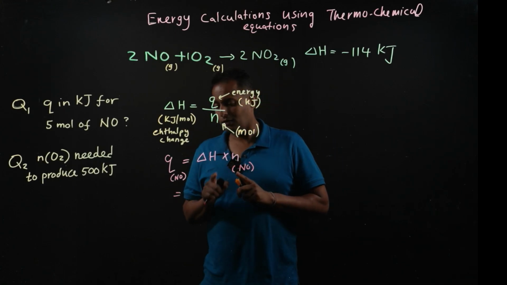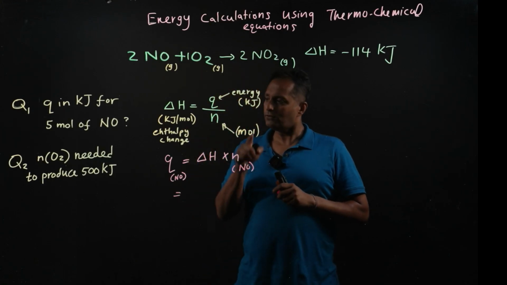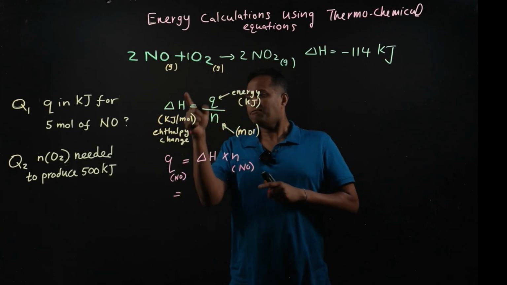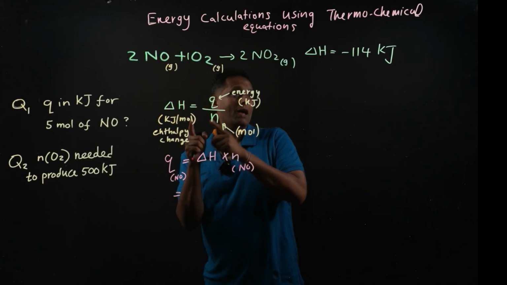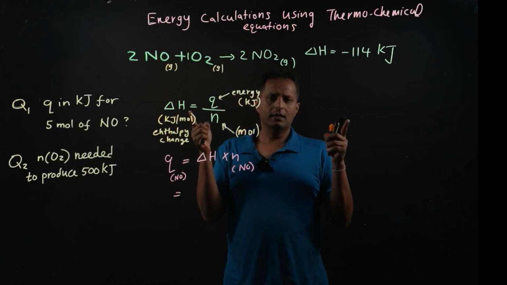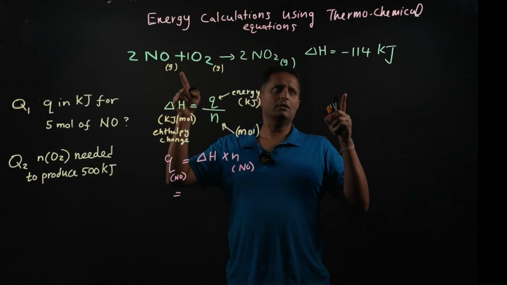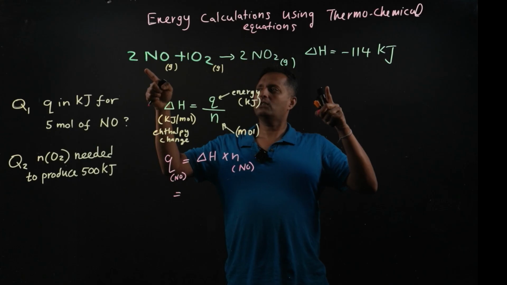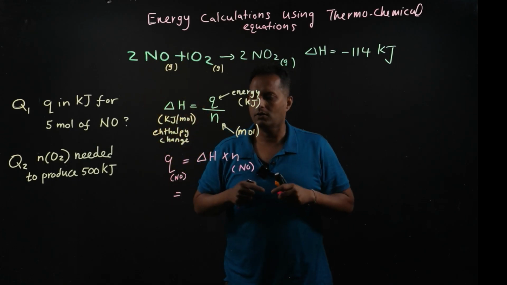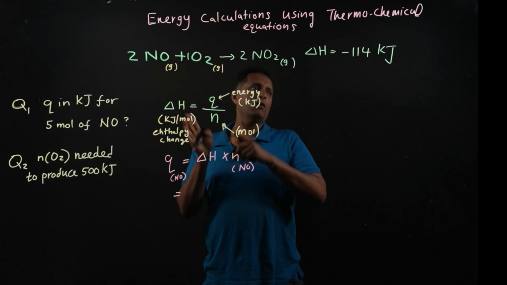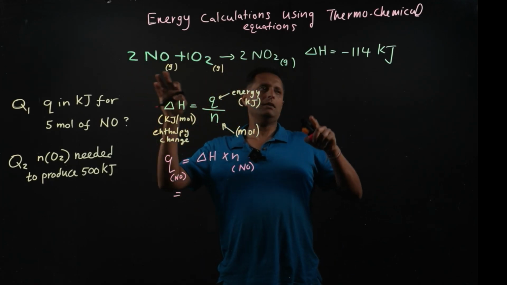No, you cannot use 114. If you are going to use the data booklet equation delta H equals Q over N, you have to get this delta H value for 1 mole. Unfortunately, your teacher is not going to give you this for 1 mole. As in the example here, it is given to you for 2 moles. Then you need to work it out in your head or somewhere else for 1 mole.